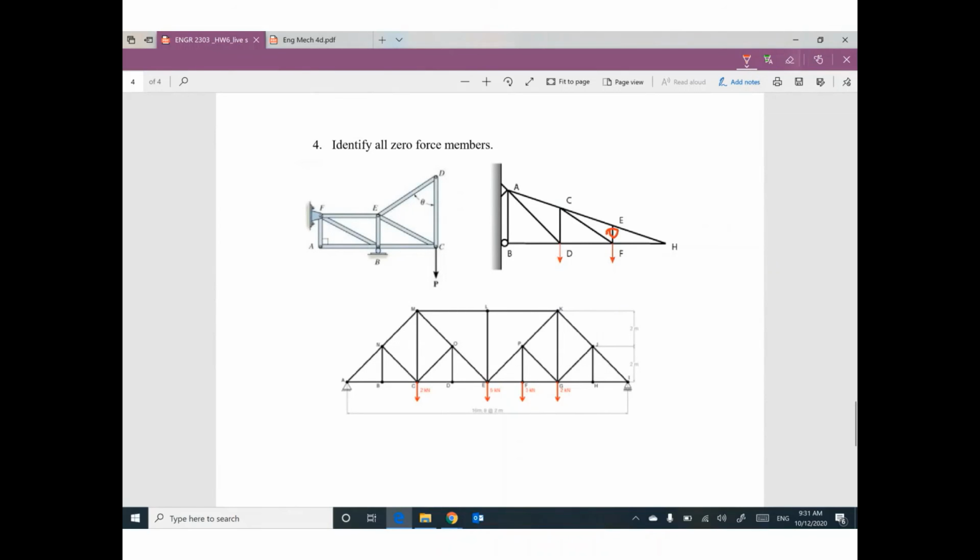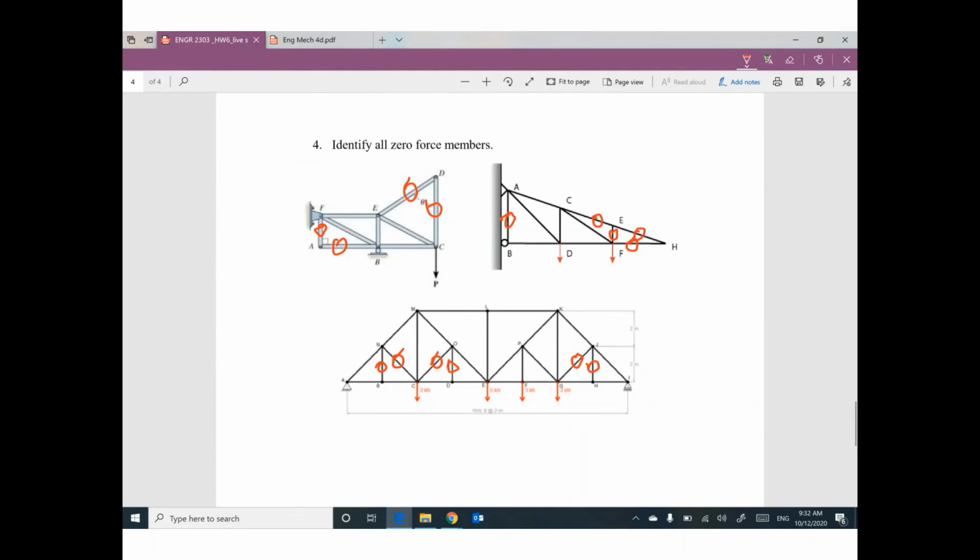Before this member, I will start with case number 2. This one and this one will be 0. This one and this one will be 0. This one will be 0 also. This one and this one will be 0. This one will be 0. Yeah.